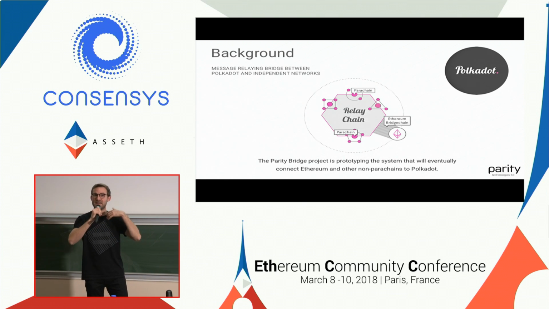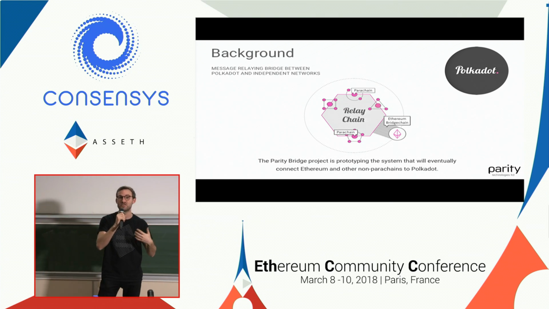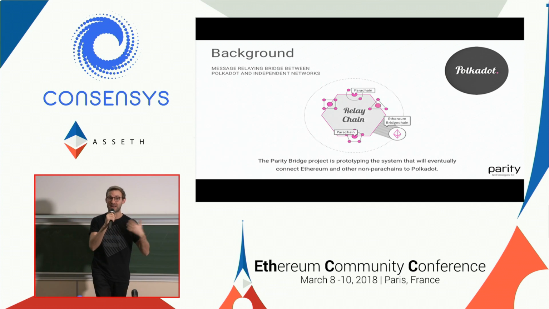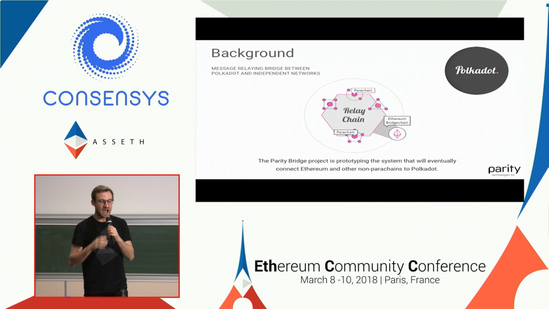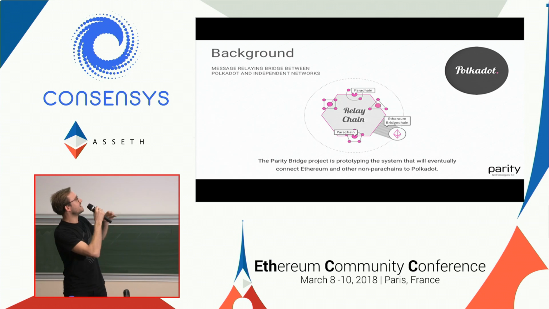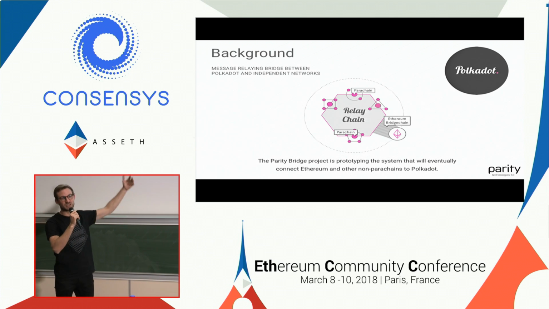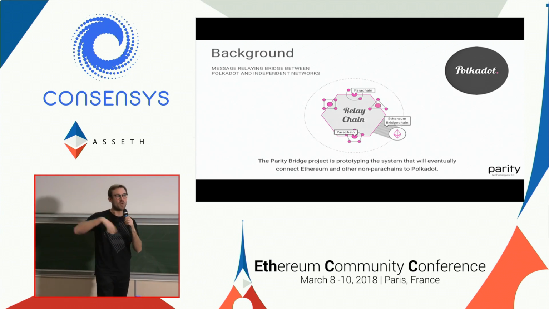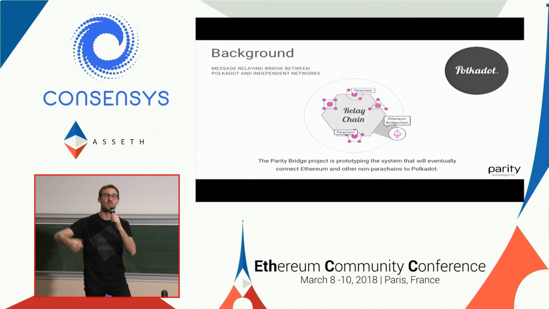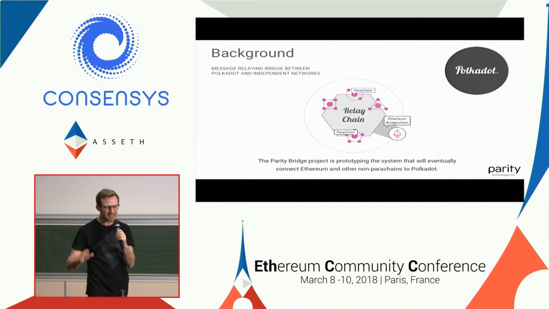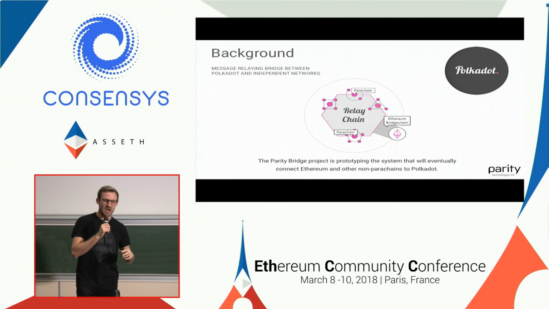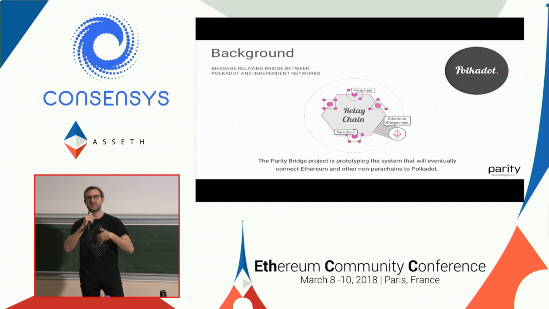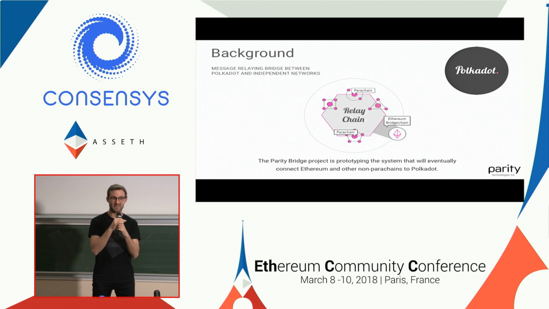So, such as a network that provides its own means to come to consensus, its own finalization mechanism, rather than these other elements which we call parachains, which lend its means to come to consensus from the Polkadot network. That's just as a background. And Parity Bridge is really the project that is prototyping such a system.